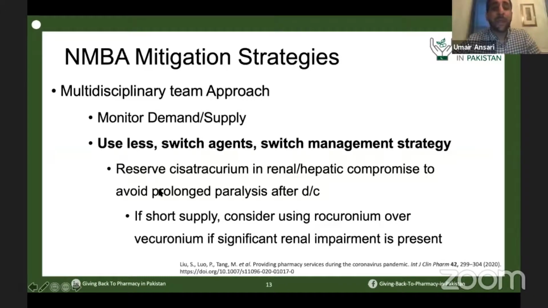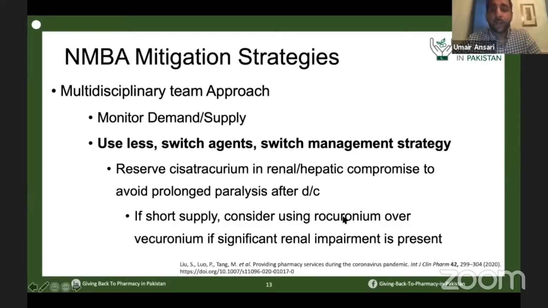but having a plan, and maybe even having some guidelines of reserving the cisatracurium, because it is evidence based in terms of all the literature that is there, that cisatracurium definitely is the drug of choice for paralytics. All the other two types obviously are off-label. So maybe consider reserving the cisatracurium when patients definitely do have renal or hepatic impairment, to avoid a prolonged paralysis. So that would definitely help those patients. And if short supply, obviously, then consider the other options.